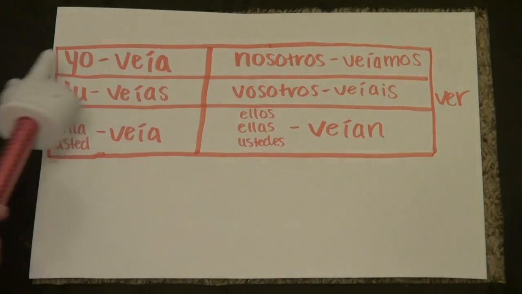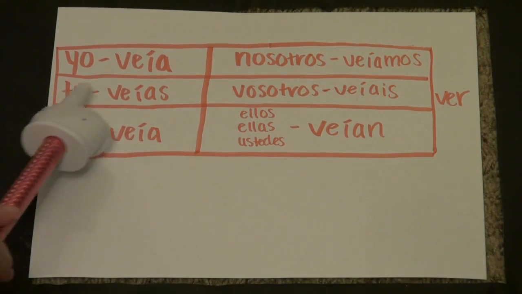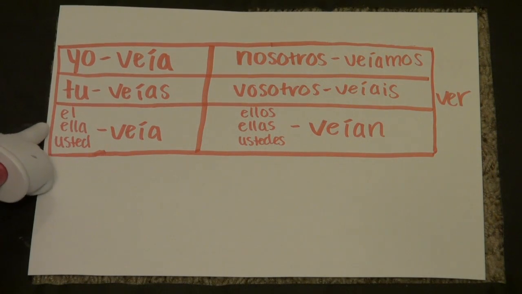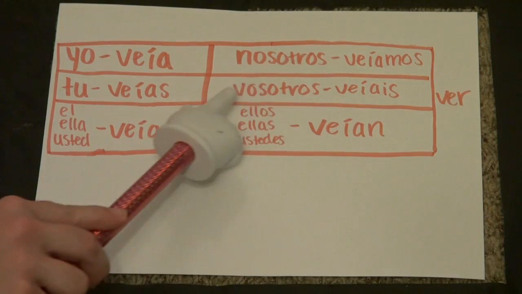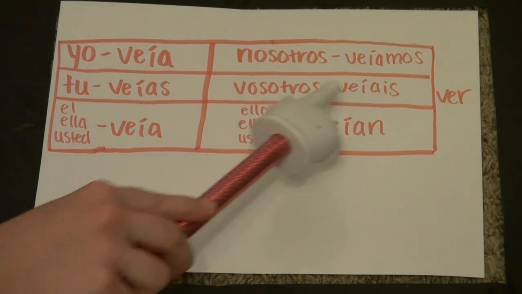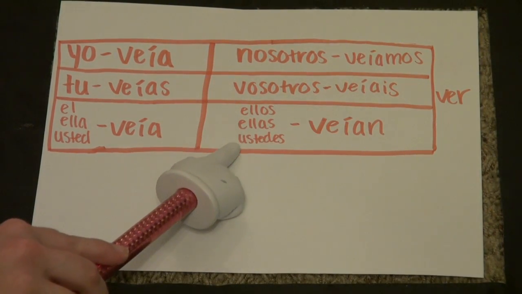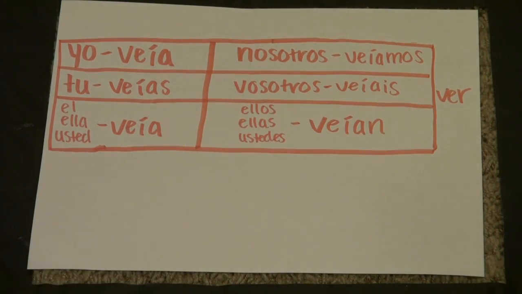And for ver, it's yo veía, tú veías, él, ella, usted veía, nosotros veíamos, vosotros veíais, ellos, ellas, ustedes veían.